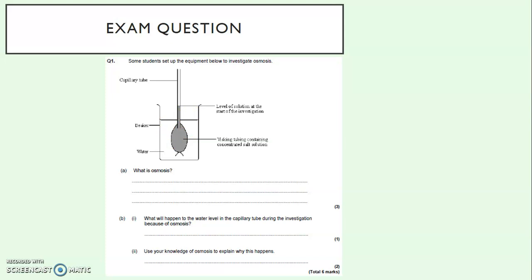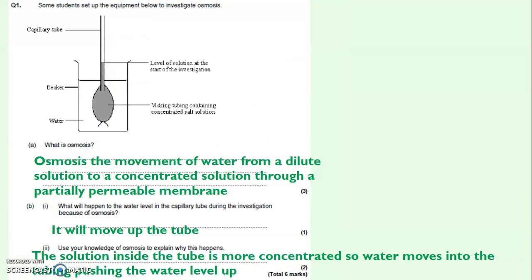So your first question is, what is osmosis? Then your second question is, what will happen to the water level during the investigation because of osmosis? And then part 2 of that is, use your knowledge to explain why this happens. So please pause the video, have a go at these questions and come back to mark them when you're ready.